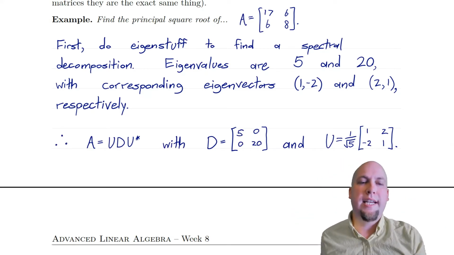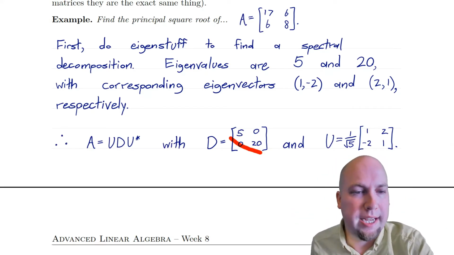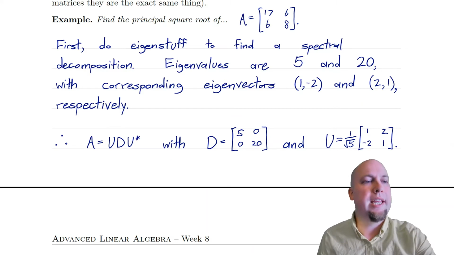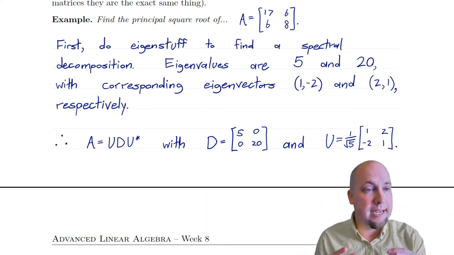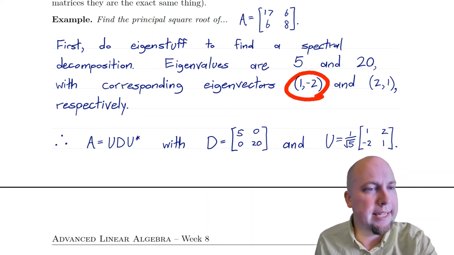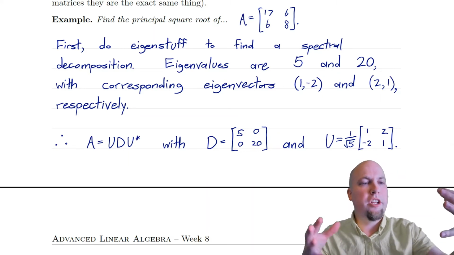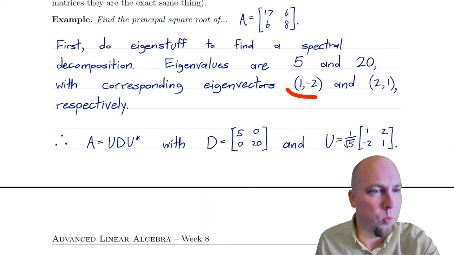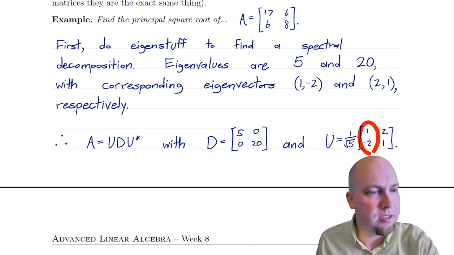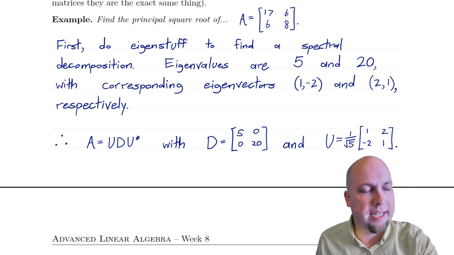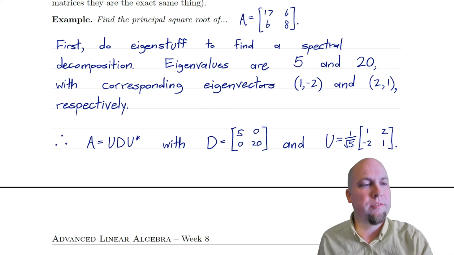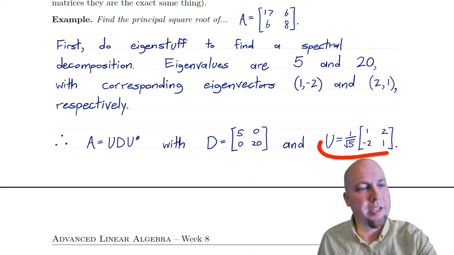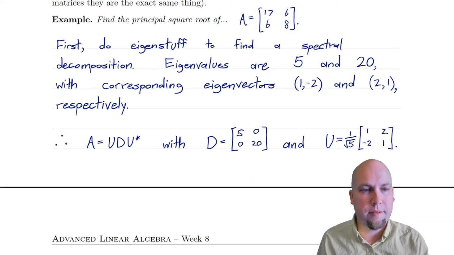Throw the eigenvalues down the diagonal of a diagonal matrix D, and then throw the eigenvectors into a unitary matrix. Be careful to renormalize them so that it's actually a unitary matrix. You don't just want any eigenvectors as your columns, you want unit eigenvectors. So (1, -2) is our first column, except you have to divide by its length, which is root 5. Similarly for the next column, (2, 1), divide by its length, which also happens to be root 5. So this is the unitary matrix in the spectral decomposition.